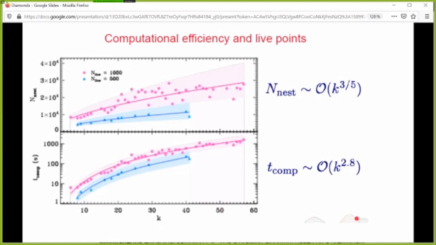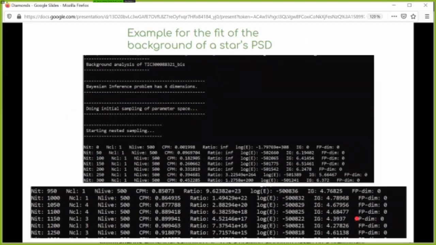Okay, so now I'm going to show you a typical example of what I'm doing in my PhD research with the DIAMONDS code. What you can see here is an attempt to fit the background of the power spectral density of a star from the TIC catalog. To do it, I use a model with just 4 parameters. As you can see, there is an initial sampling of the parameters, and then the nested sampling goes down. I'm going to explain what all of this means.